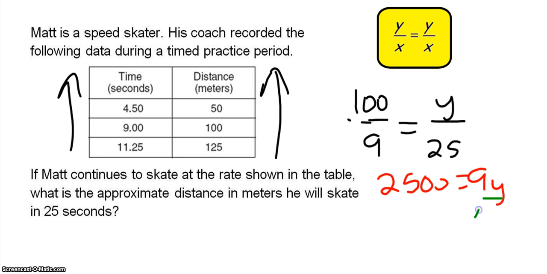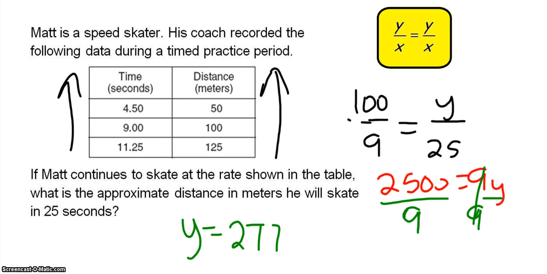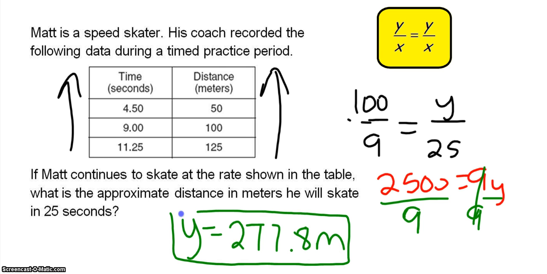Alright, now I divide by 9. So y is equal to, let me type that into my calculator. 2,500 divided by 9 is 277.8 meters. And you can double check yourself to make sure that 277.8 did increase in 25 seconds.